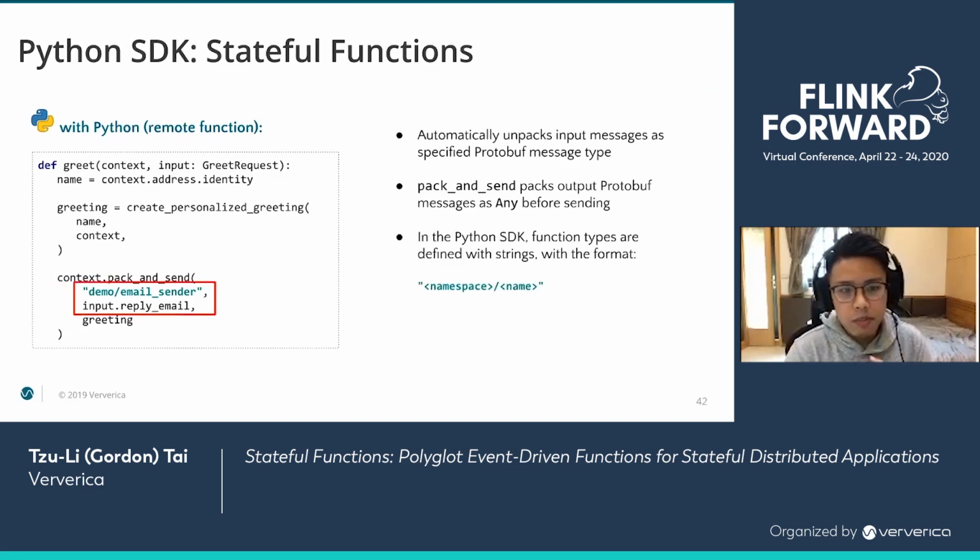One little difference in the Python SDK, for function types, the way you define it is using this compact string format, with a backslash, and in front of the backslash is the namespace, and after the backslash is the function type's name.